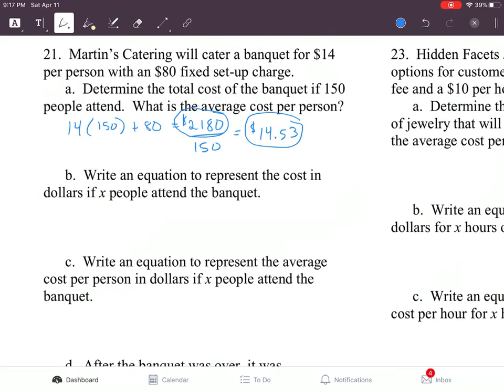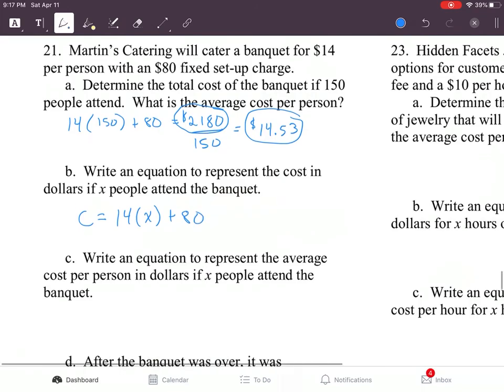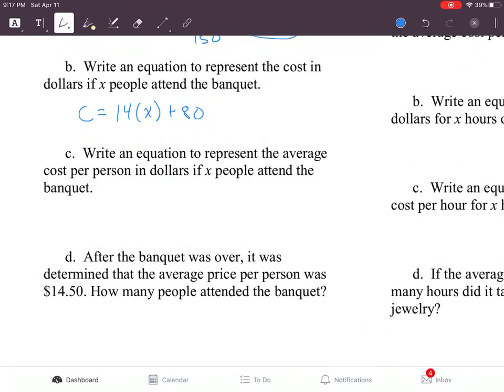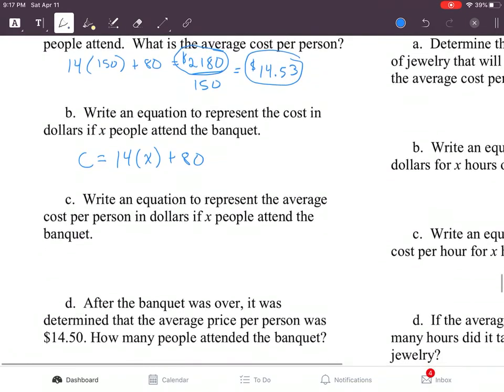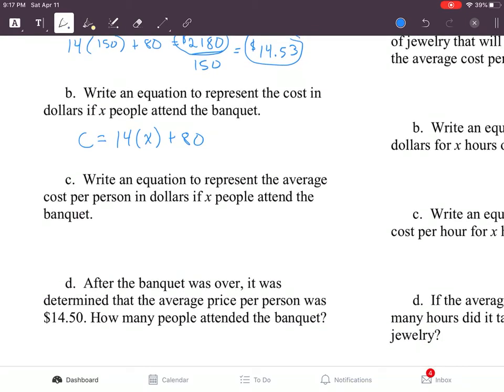For part B, we want to write an equation for the cost. So the cost C is equal to the amount of money it costs per person, which we don't know. That's going to be x, plus the fixed cost, which is $80. If we want to find the average, we do what we just did up top. We take the total cost divided by the number of people. So if the total cost is 14x plus 80, we divide that by how many people are coming, which is the x value. So that's the average cost, A for average.